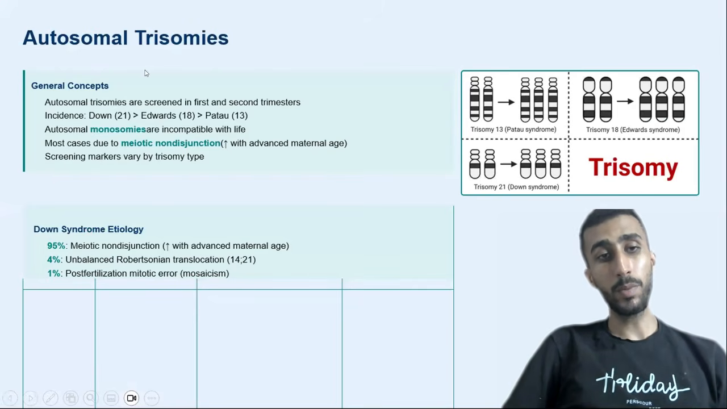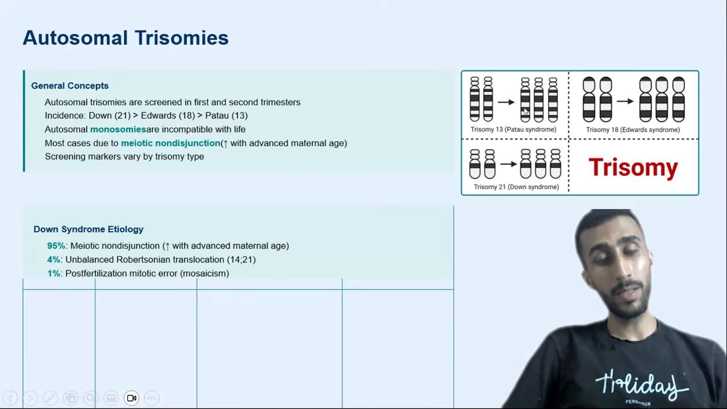So next is the autosomal trisomy. So there are some general concepts. The autosomal trisomies are screened in the first and second trimester, and the incidence is Down syndrome first, next Edwards, and next is Patau. So Down syndrome has a more favorable prognosis, then Edwards syndrome, then Patau syndrome, in the same order as their level of incidence. And the autosomal monosomies are incompatible with life.